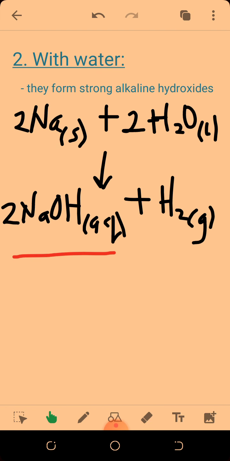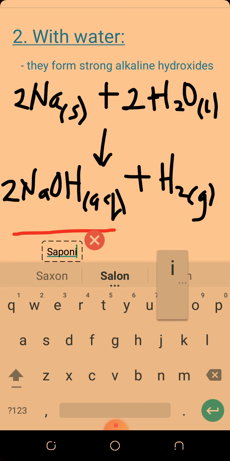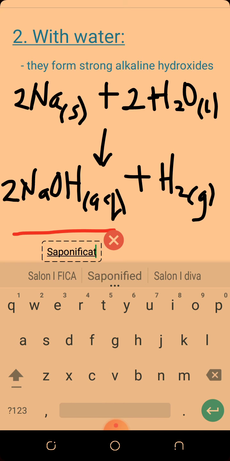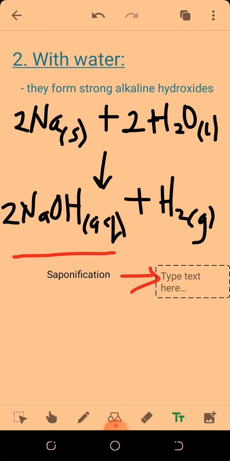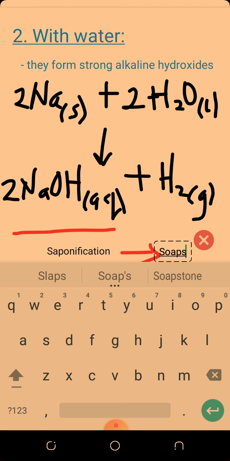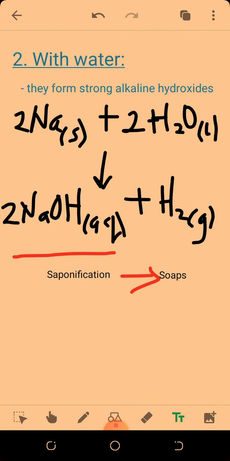Another reaction they participate in is that they react with water to form strong alkaline hydroxides. And these alkaline hydroxides are useful in everyday items that people use to make life easier. For instance, sodium hydroxide will participate in a reaction known as saponification, right? To form soaps. This saponification reaction is important in production of soaps and detergents that you use to wash your clothes.